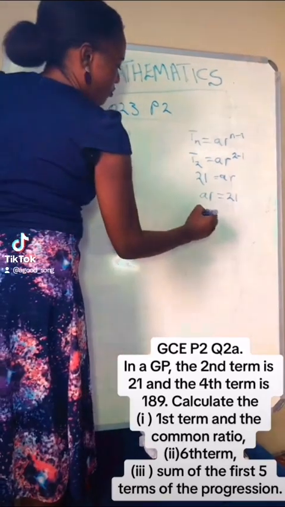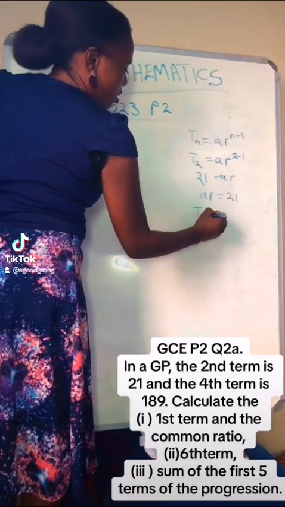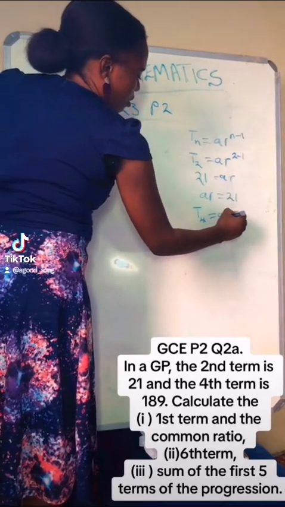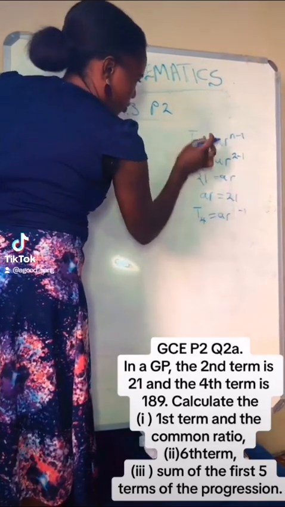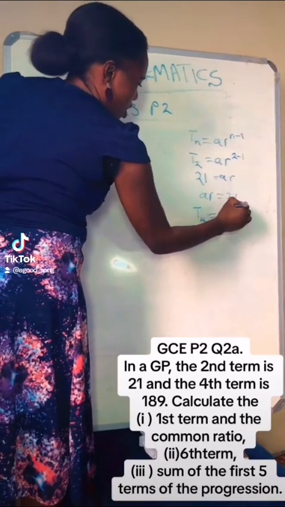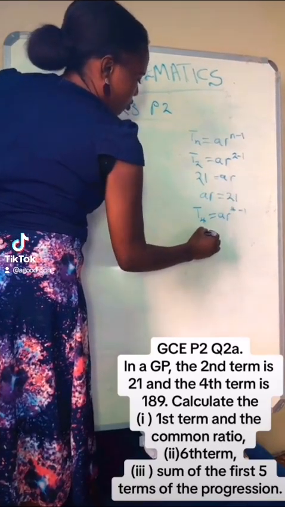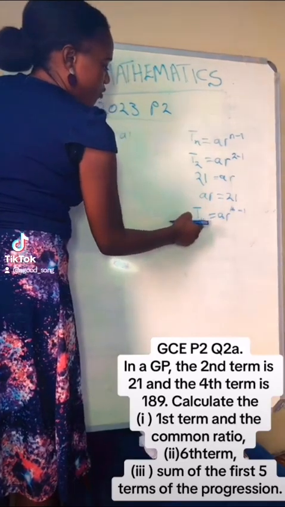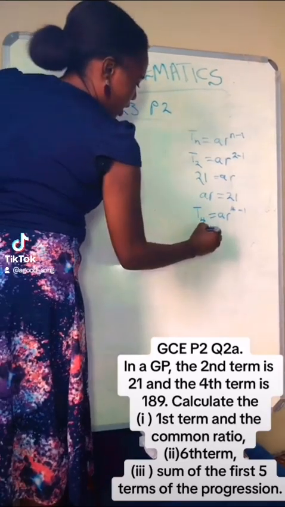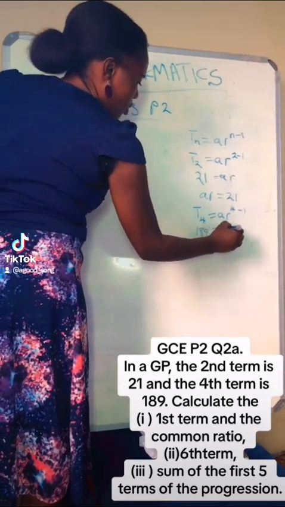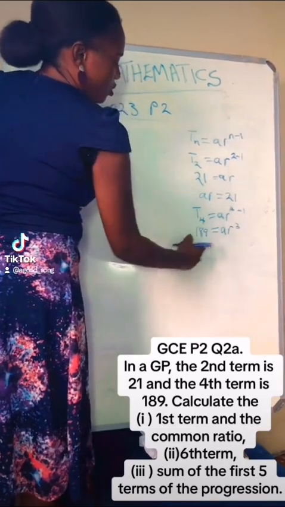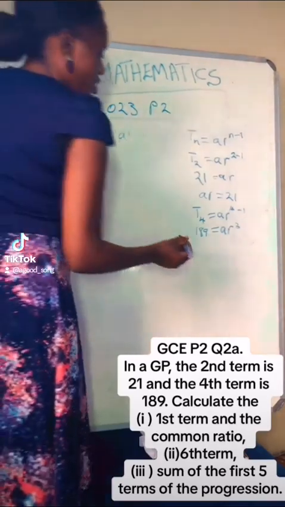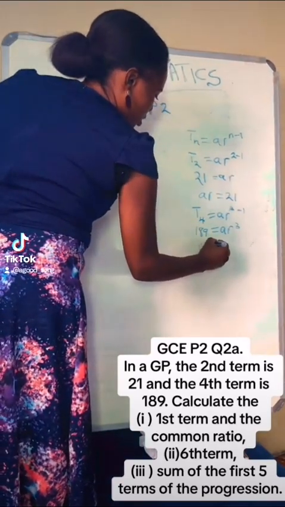Then the other information is that the fourth term is, so we are still using this formula. I've substituted n with 4. Even here, I substitute n with 4. So this will give us the fourth term. We are told that it's 189, equals, we don't know a, we don't know r. 4 minus 1 is 3. So this equation will help us to find the fourth term. I can rewrite it as this.